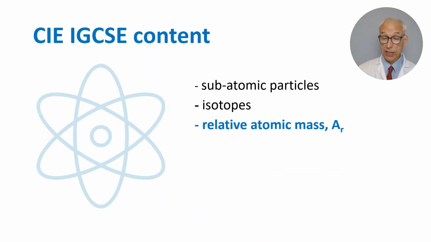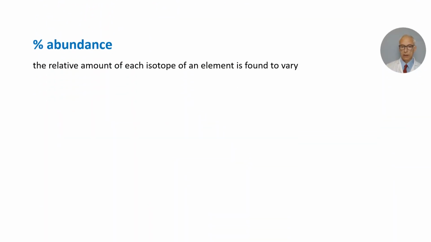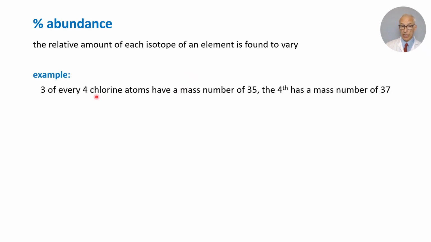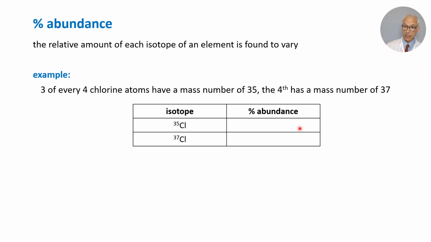What is relative atomic mass and how do we calculate it? The first idea to consider is that of percentage abundance. The relative amount of each isotope of an element is found to vary. Let's look at some examples. Chlorine: 3 of every 4 chlorine atoms has a mass of 35. The 4th has a mass of 37. So what would that be in percentage abundance?